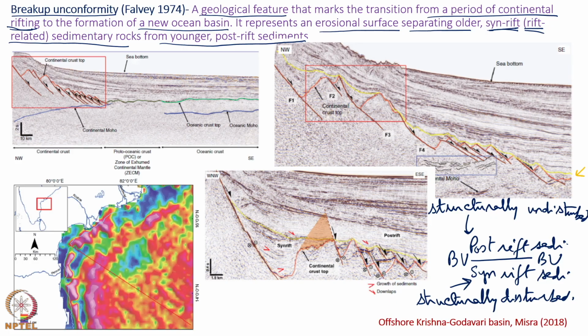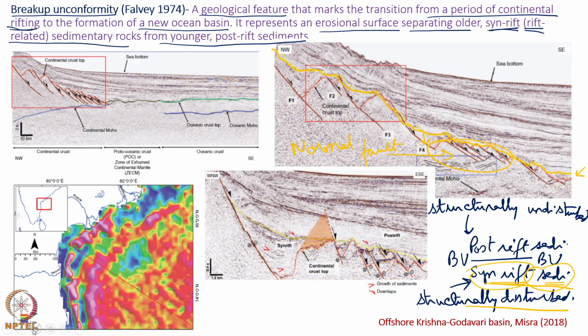The yellow line shown over here, which I can track, represents the breakup unconformity. Below it we are observing normal faults, structurally disturbed, syn-rift sediment. Sedimentation was happening when rifting was going on. So, the structures that were generating the rift also affect the sediments, and in this particular case they are the normal faults.